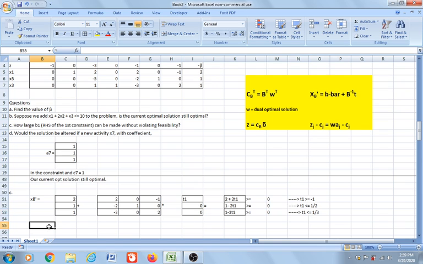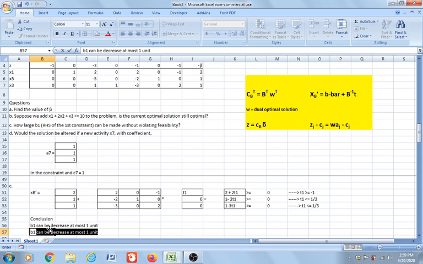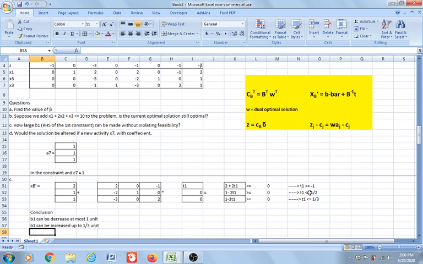Okay, so in conclusion, B1 can be decreased at most 1 unit, and then B1 can be increased up to 1 over 3 unit, because when you increase it a half unit, you will violate the statement number 3. So that is the answer for problem C.